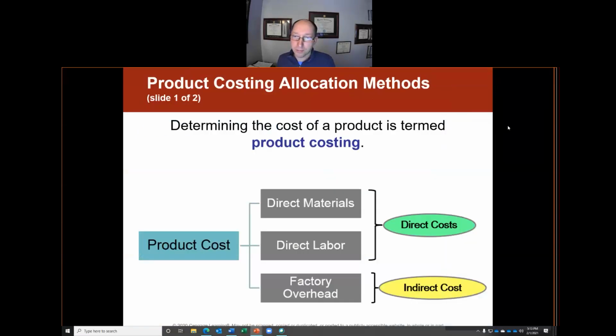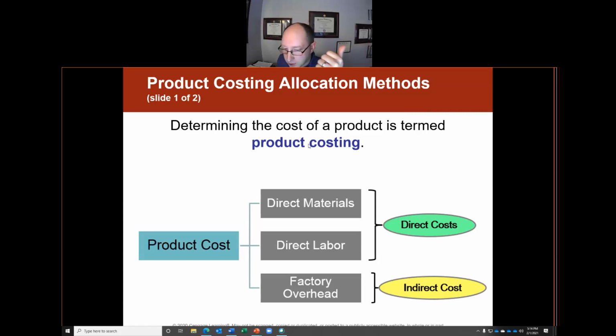Here we are. So as you all know, and you're going to keep hearing it, just like I said in the very first day, we're focusing from a perspective of a manufacturer. To develop a product, we have direct materials, direct labor, and factory overhead. These are the key costs of a product. We'll call those product costs.